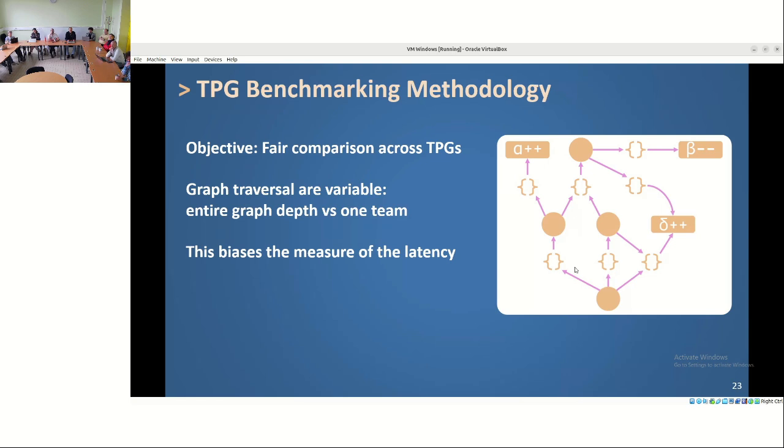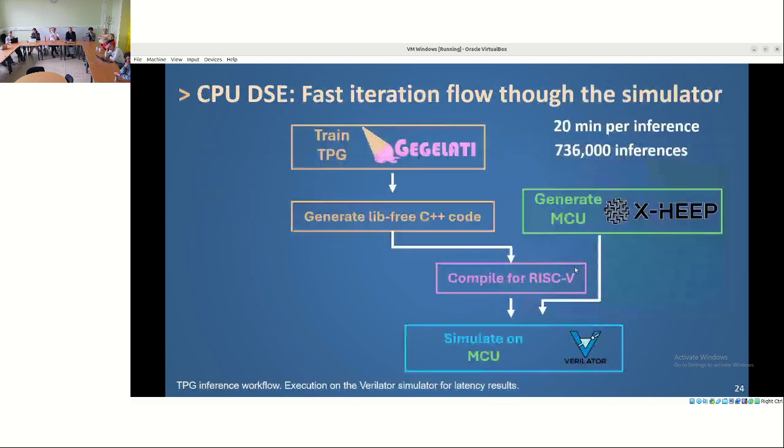So just to guide you through our methodology, the objective is to be fair, meaning that some TPGs will exit very fast after only a few computations, while others have to do a lot of computation. So what we do here is that since this is hard to know, we consider an equiprobable graph where each team has the same probability of being traversed. And this is how we measure the TPG latency.